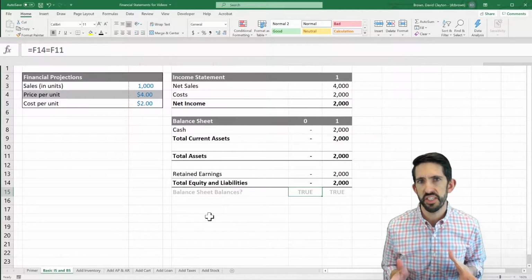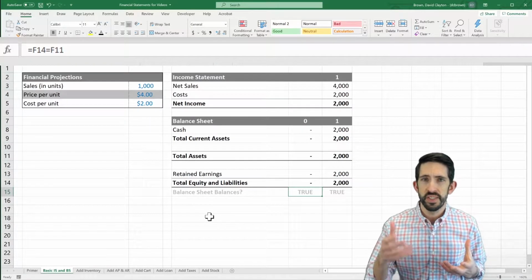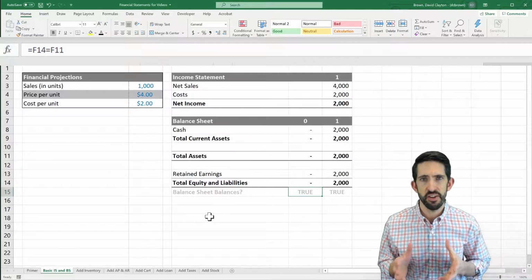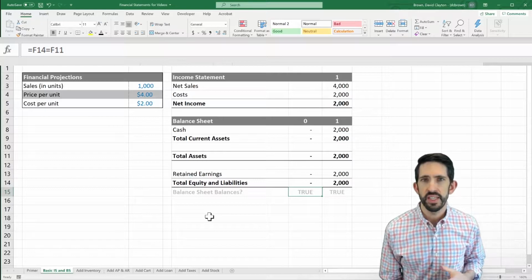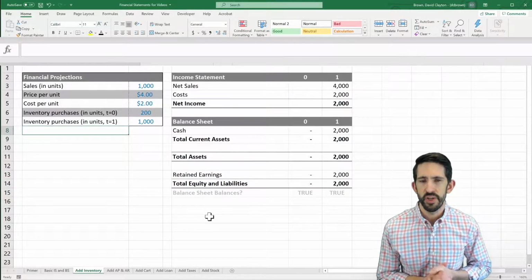Now that we have our basic spreadsheet built, a basic model of sales, costs, cash, and retained earnings, we want to add a little complexity to it. And the first thing I want to think about is adding in the idea of inventory. All right, we're going to go to our next model.